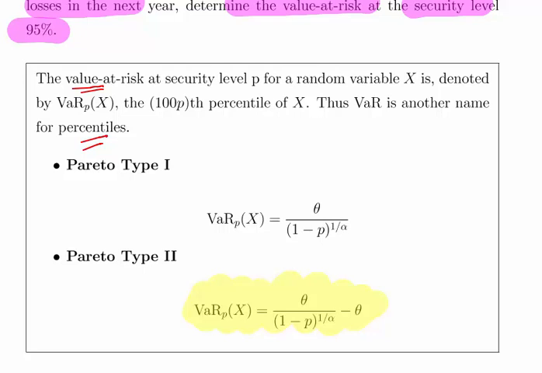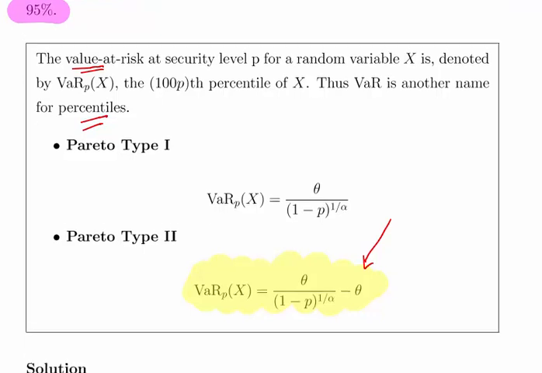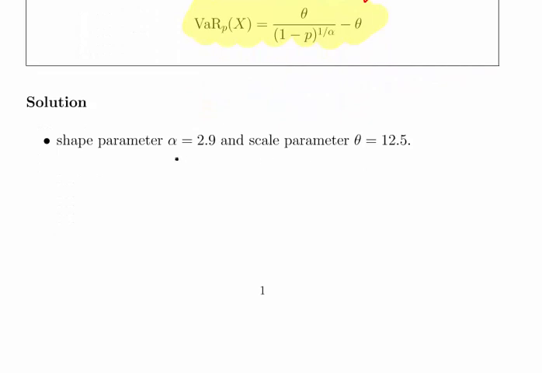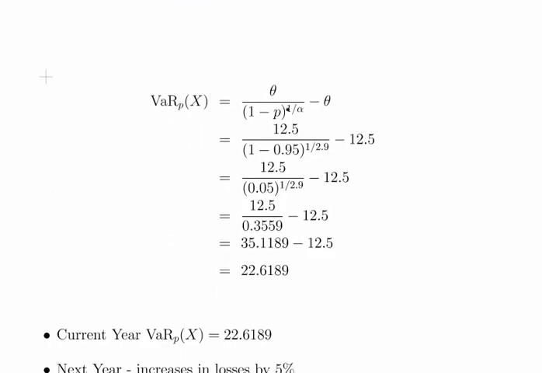So essentially what we have to do is calculate this. Now, I'm going to go from the point of view of value at risk, but quantiles and percentiles also are relevant here, and they have a very direct connection to this sort of stuff, but we'll just take it easy for this one. Shape parameter is 2.9. Scale parameter theta equals 12.5. So essentially what we do is put it in the formula.